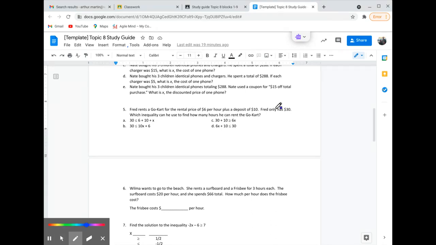All right, so it says he only has $30. So Roy Kia, does that mean he can spend over $30, if he only has $30? No. So that means he can only spend $30 or what? Could he spend less than $30? Yes. So how could we say $30 or less? What inequality sign would that be? The less than or equal to. Correct. So we're looking for one that looks like this.